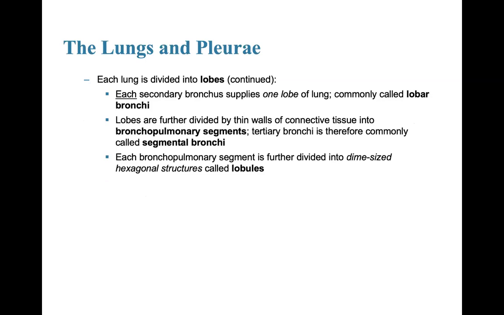Each secondary bronchus will supply 1 lobe of the lung, and this is commonly called a lobar bronchi. The lobes are further divided by the thin walls of connective tissue into the bronchopulmonary segments. Tertiary bronchi is therefore commonly called segmental bronchi. Each bronchopulmonary segment is further divided into dime-sized hexagonal structures called lobules.